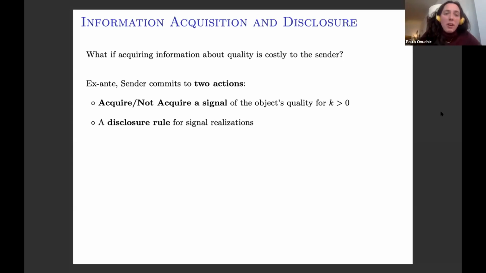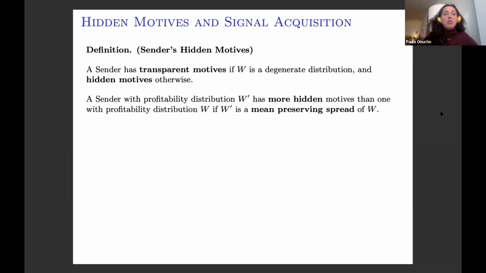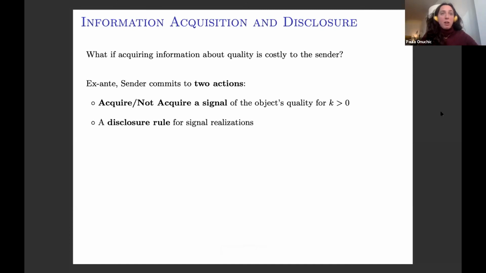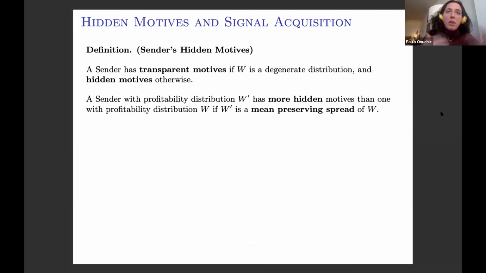What I want to do is relate the degree to which the sender has hidden motives with his decision to invest in this information to start with. Here I'm just defining what more hidden is. I'm going to say that the sender has transparent motives if the distribution of profitabilities is a degenerate distribution. In that case, the receiver fully understands what the profitability is. And I'm going to say that he's more hidden if he has a mean preserving spread of the distribution of profitabilities. So if my distribution of profitabilities is more spread out, the receiver understands less what the motivation of the sender is.